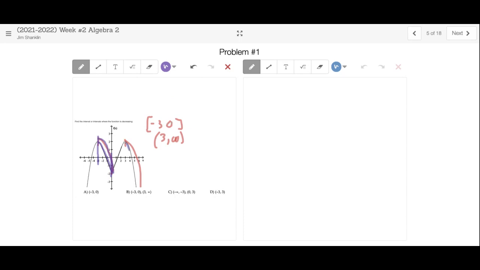So this function is going down from -3 to 0. And then it also goes down from, looks like +3, and it keeps going to infinity. Yep. Whenever you're doing an interval, increasing or decreasing, it's always the x-axis. You're always looking at the x-axis.